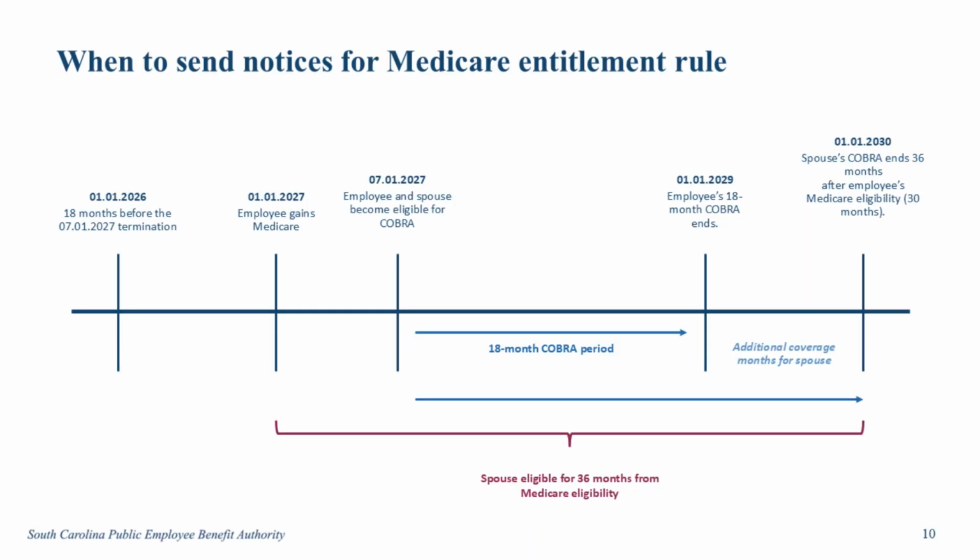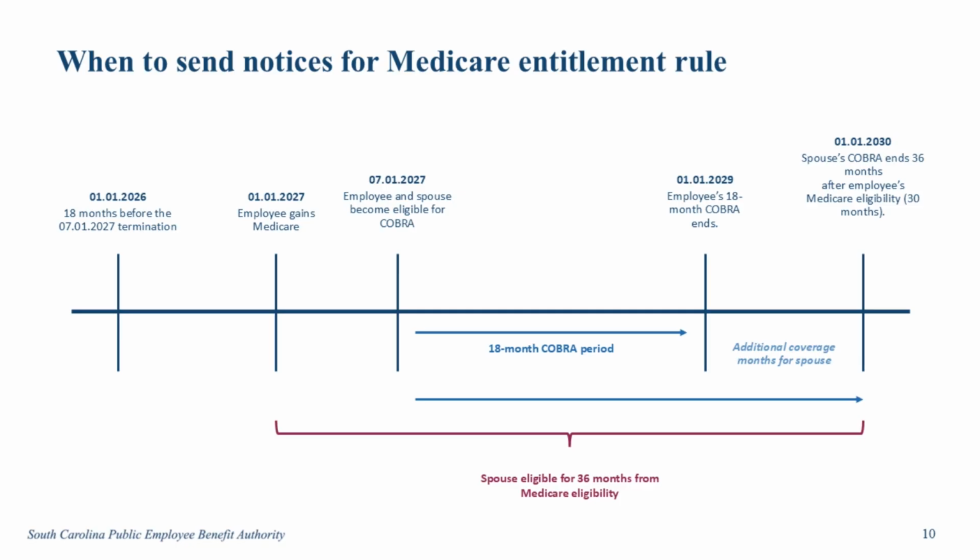Here's an example of how the Medicare entitlement rule works. An employee is enrolled in the State Health Plan Standard Plan and covers their spouse. The employee leaves employment on July 1, 2027. The employee and their spouse become eligible for COBRA beginning July 1, 2027.